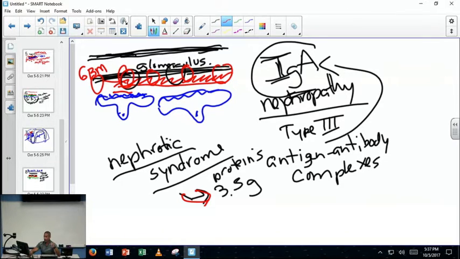The protein is too large to pass through their membrane. And most reabsorption of substances in the tubules takes place through active processes, meaning pumps that use ATP.